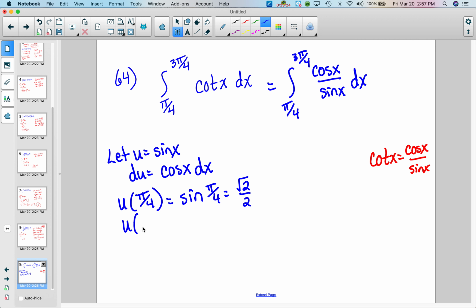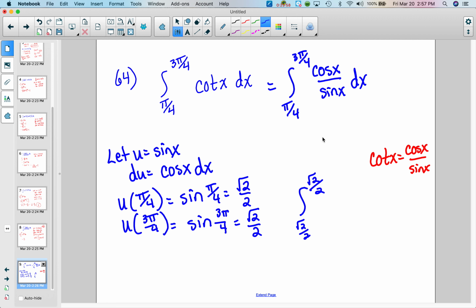And u of 3 pi over 4. So we need to know sine of 3 pi over 4. It's still going to be a root 2 over 2, but think about the quadrant that it's in. So 3 pi over 4 is a little bit less than pi, so it's quadrant 2. All students take calculus, so it's positive. Oh, seriously? Okay, I happen to pick 2 examples that, because now my limits, it's going to be the square root of 2 over 2 and the square root of 2 over 2.